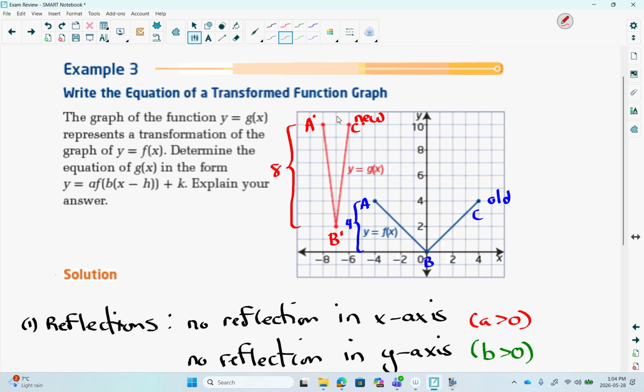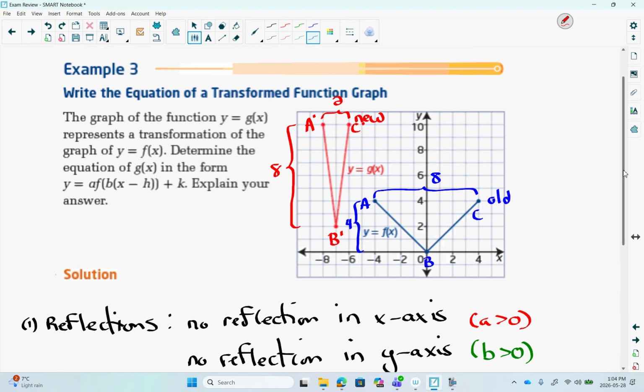I am going to compare A prime to C prime. A prime is at an x value of -8. C prime is at an x value of -6. How many units wide is that new graph? From -8 to -6, how many blocks? It's 2. I'm going to compare A to C on the old. This one goes from -4 over to +4. That would be 8 units wide.